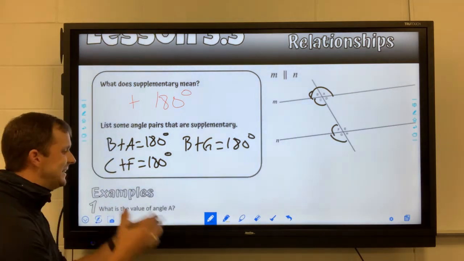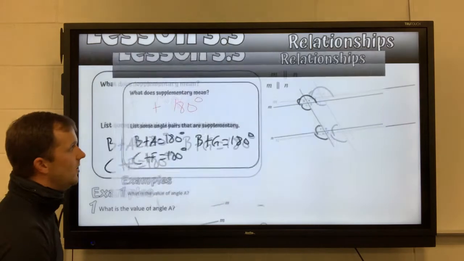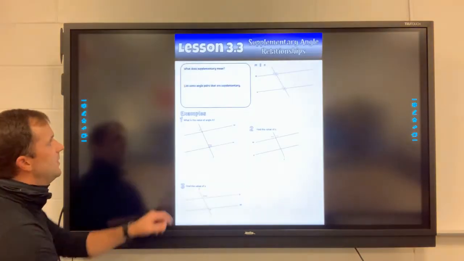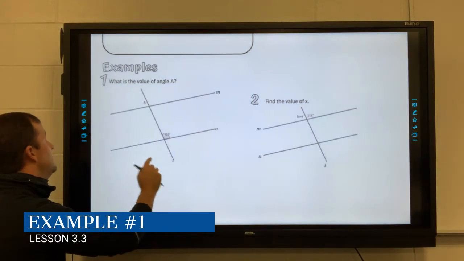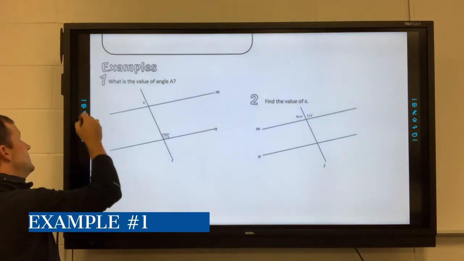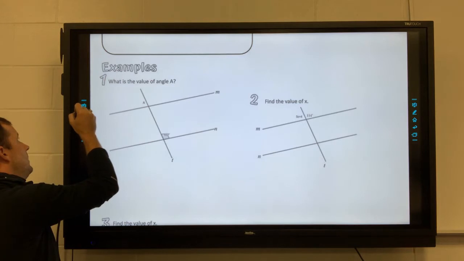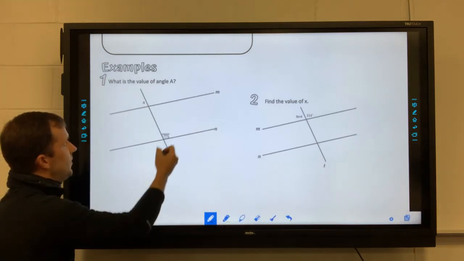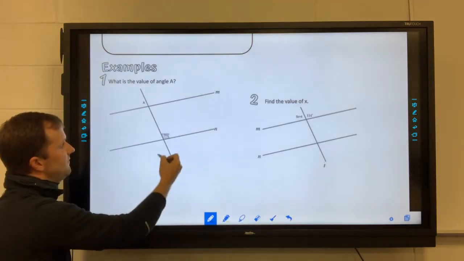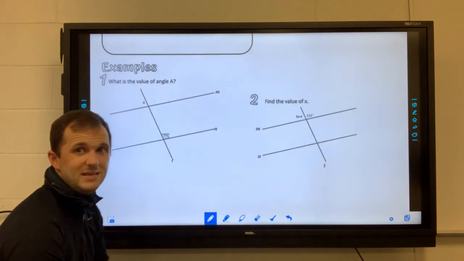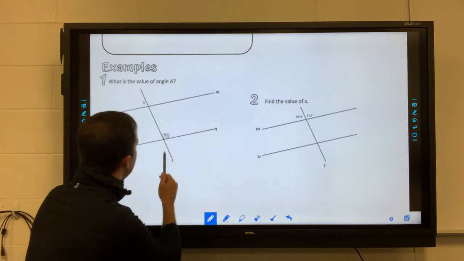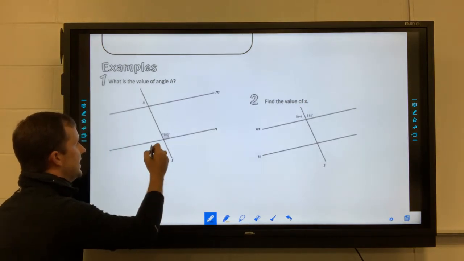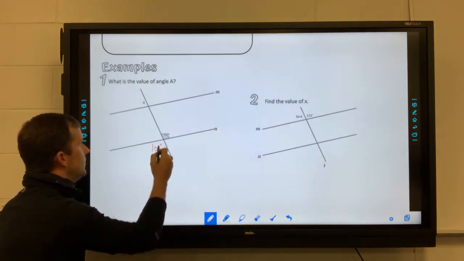So let's go ahead and apply this to our examples here. Looking at example number 1, it says, what is the value of A in this instance? Ooh, we got a little bit of a tricky one here. Okay, so here we go. Right here, I know that these two angles are vertical, meaning they're congruent. Vertical angles are congruent. So if this is 103, then this angle right here is going to be 103 degrees, right?